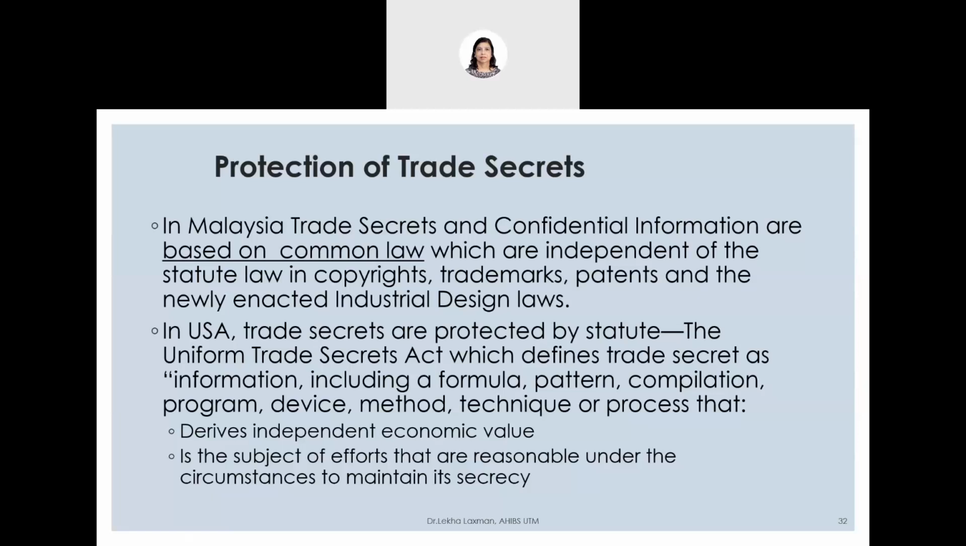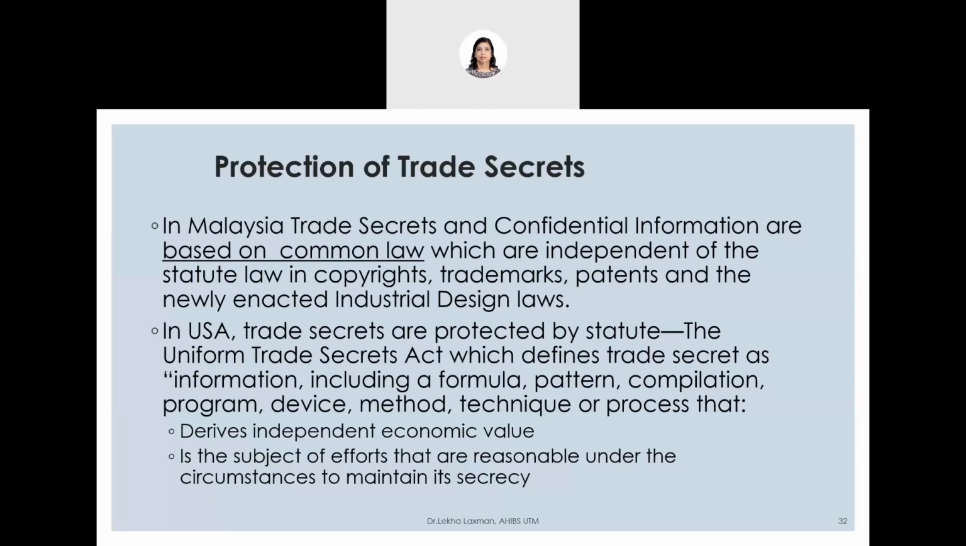Now, if you look at the United States, however, trade secrets are protected by a statute. That means they've got legislation that specifically protects trade secrets. All right, so they call it the Uniform Trade Secrets Act, which defines trade secrets as information including a formula, pattern, compilation, program, device, method, technique, or process that has independent economic value. All right.